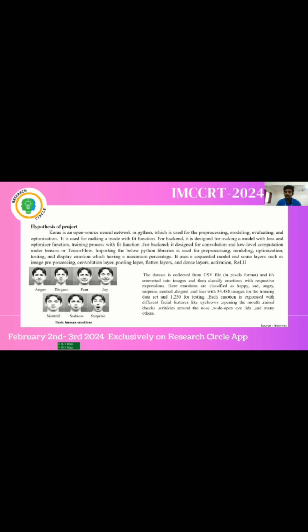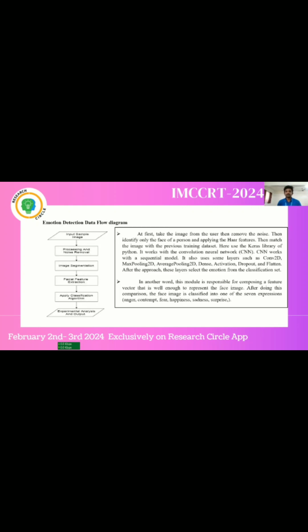And some layers such as the image layer, pooling and filter layers, the dense layer, and activation ReLU. The image below shows the different emotions: angry, disgust, fear, joy, neutral, sadness, and surprise. The emotions are classified in more detail. We take 34,488 input images for the training set and 1,250 images for the testing phase. Each emotion expresses different features, like the eyebrows, the mouth, the rise of the limbs around wide open eyes, and many others.